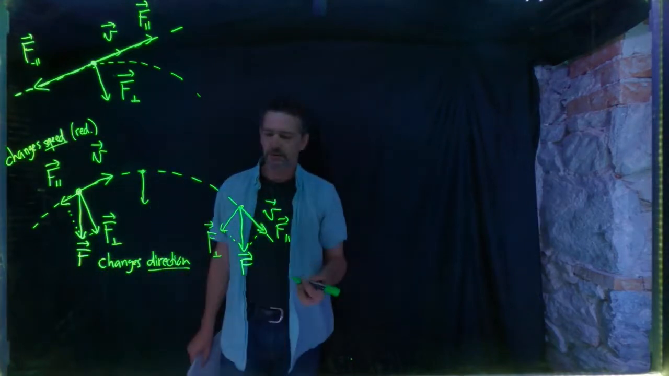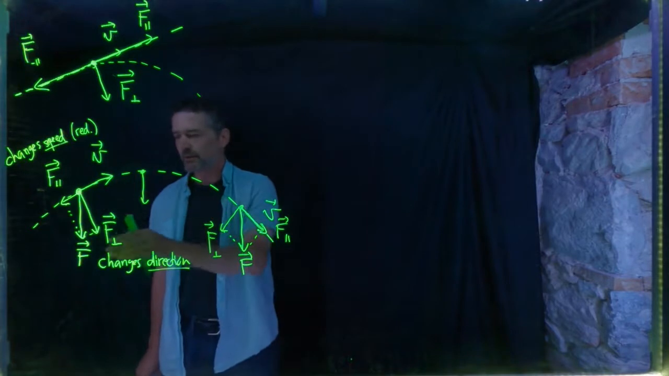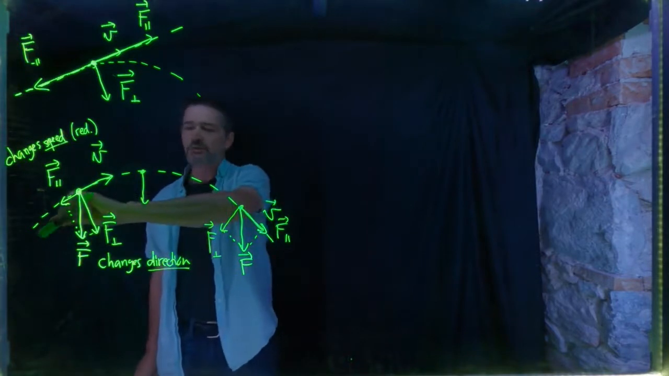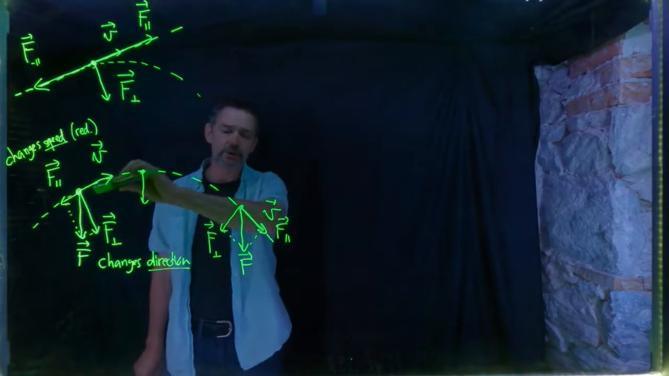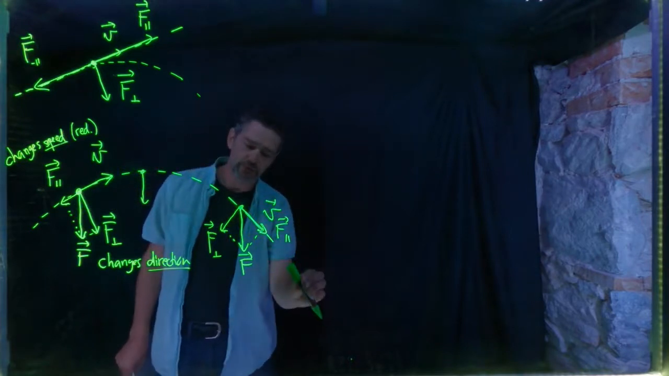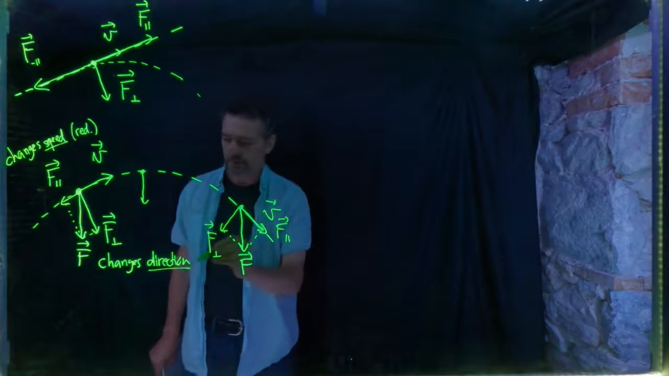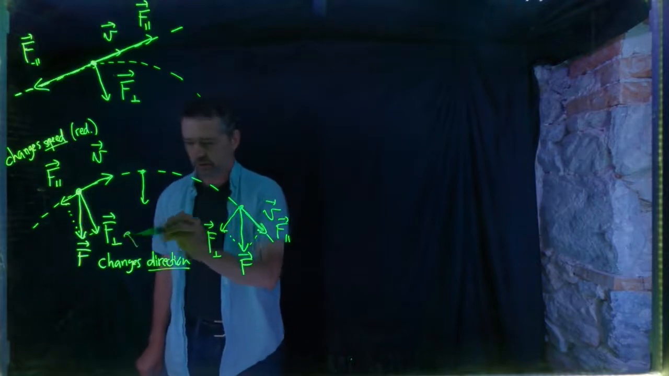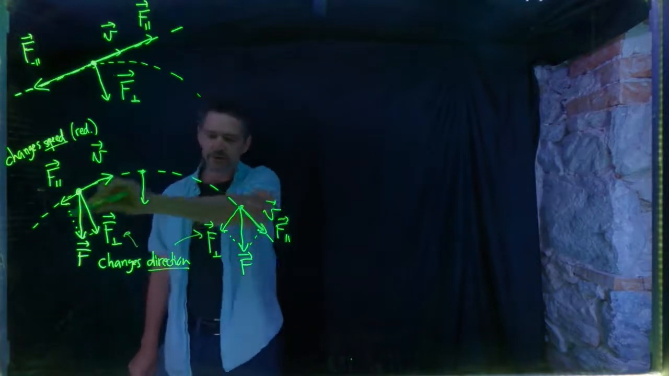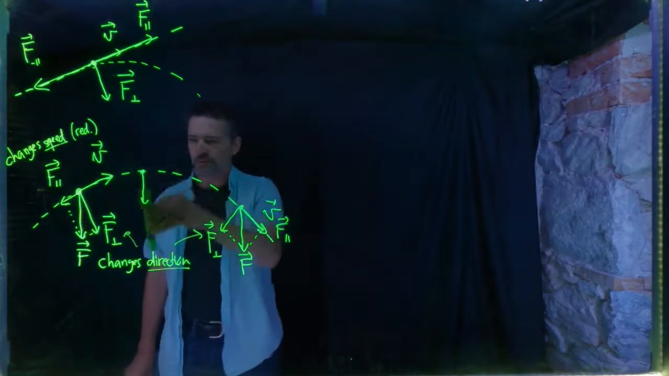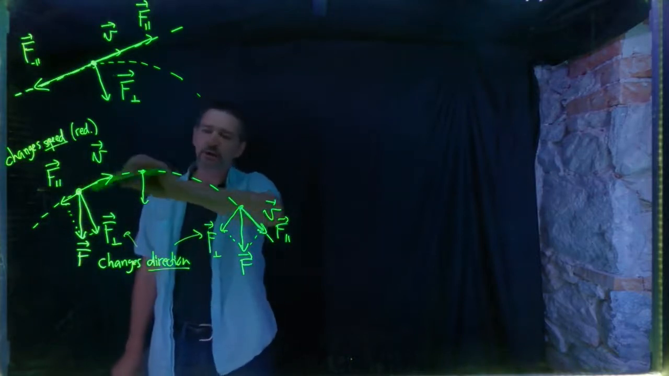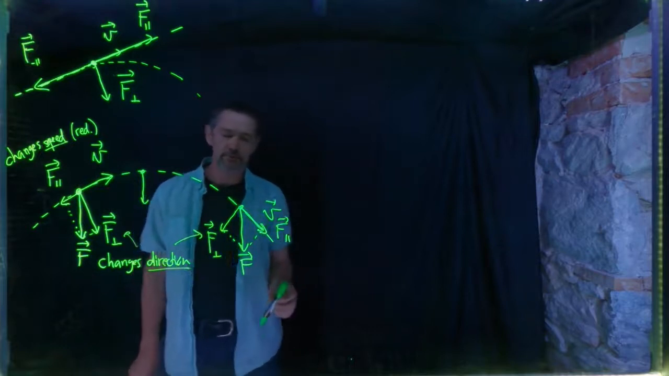Okay, so again, same as before. The perpendicular component of the force changes the direction of the velocity vector, and that's what makes the trajectory not a straight line, makes the trajectory curve. This changes direction in both cases. Along the entire trajectory, the perpendicular component is always bending, always rotating the velocity vector, its direction of motion.